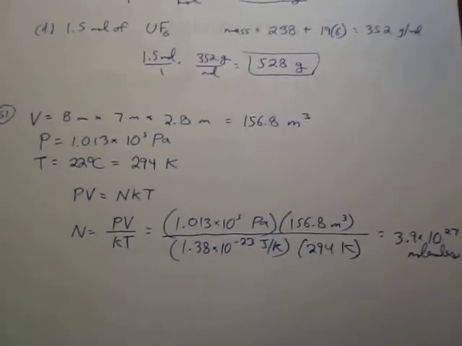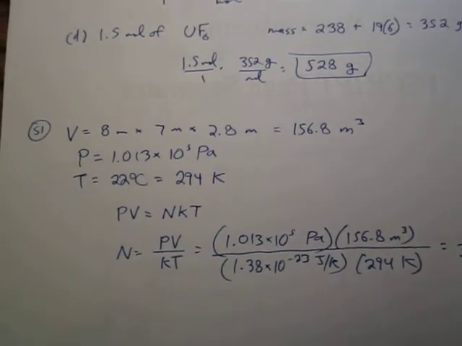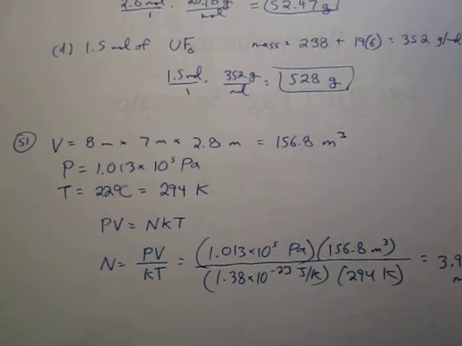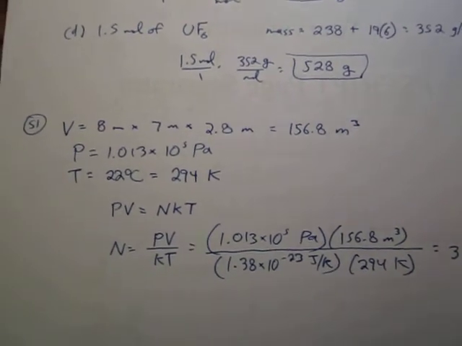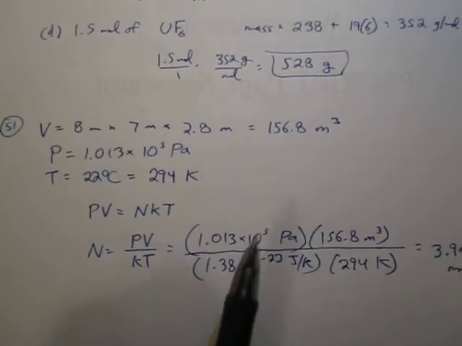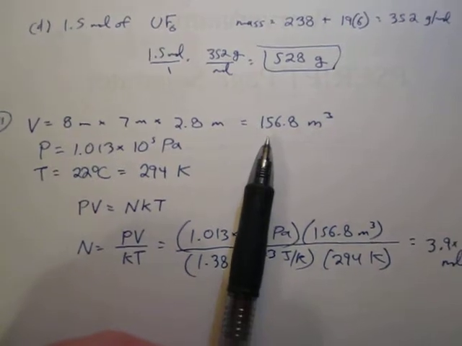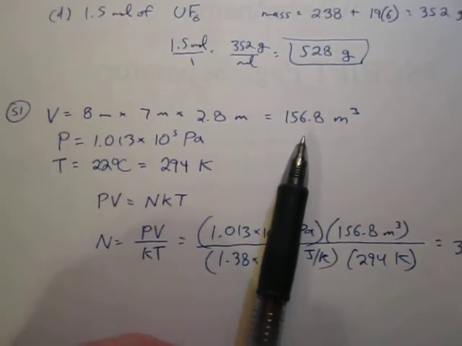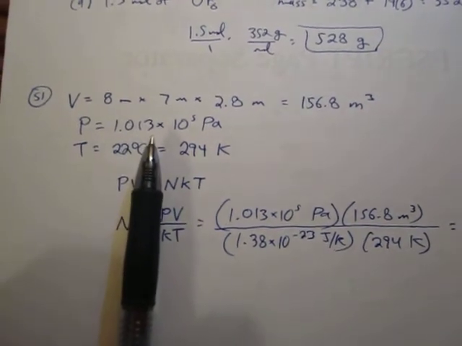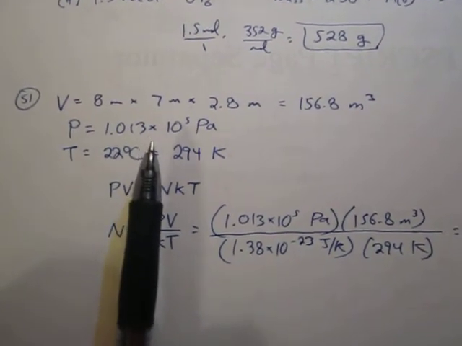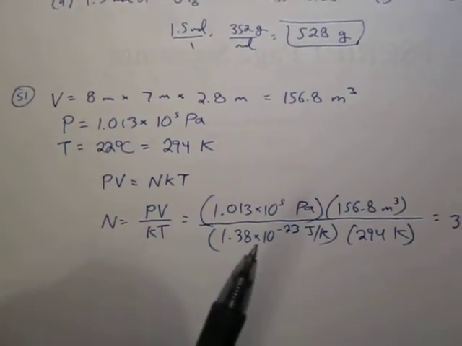Number 51. Estimate how many air molecules are in a room measuring 8 meters by 7 meters by 2.8 meters. Well, what's good to know is figuring out that the volume of the room would be 156.8 cubic meters. The pressure, it says assume 1 atmosphere, so that's 1.013 times 10 to the 5th pascals. And the temperature, 22 degrees Celsius, let's call that 294 Kelvin.